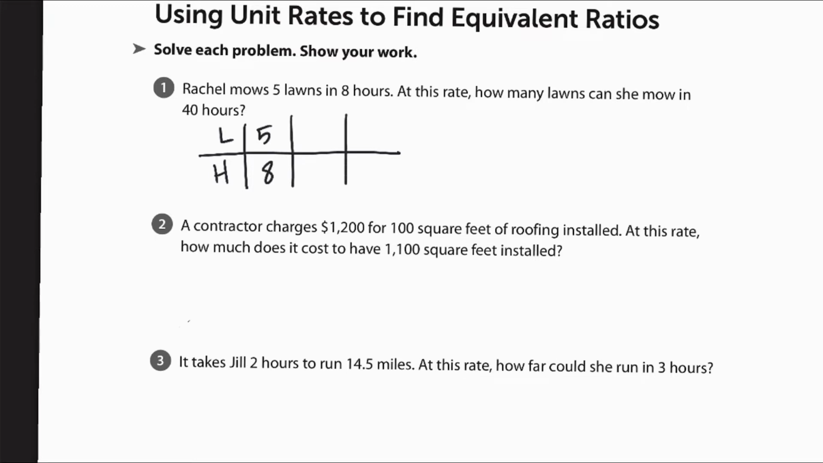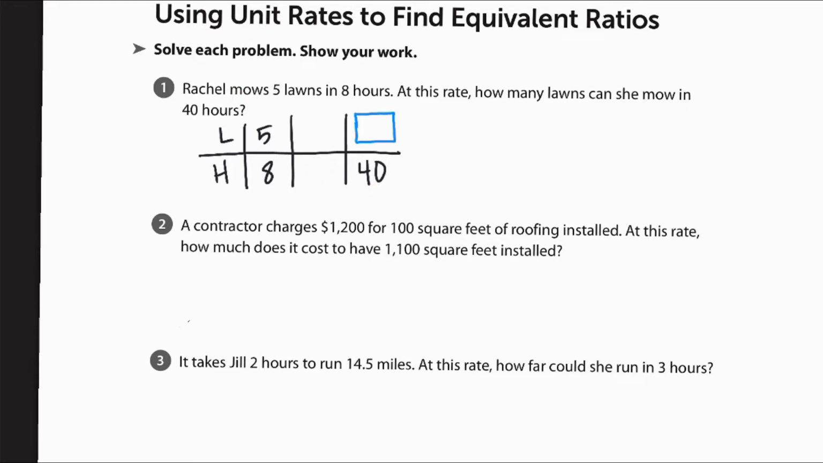Okay, and I'm going to draw myself a friendly ratio column, and then I'm going to read the rest of the problem that says, how many lawns can she mow in 40 hours? So I need to end up finding out how many lawns she can mow in 40 hours. So just like we've practiced before, we always look to see, can I start from this original ratio to get to this end piece? And right here, yes, we can. We can get from 8 to 40 by multiplying by 5.